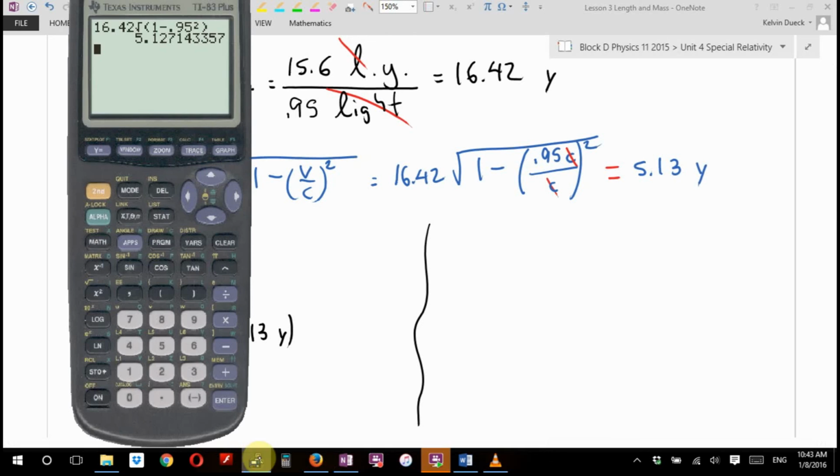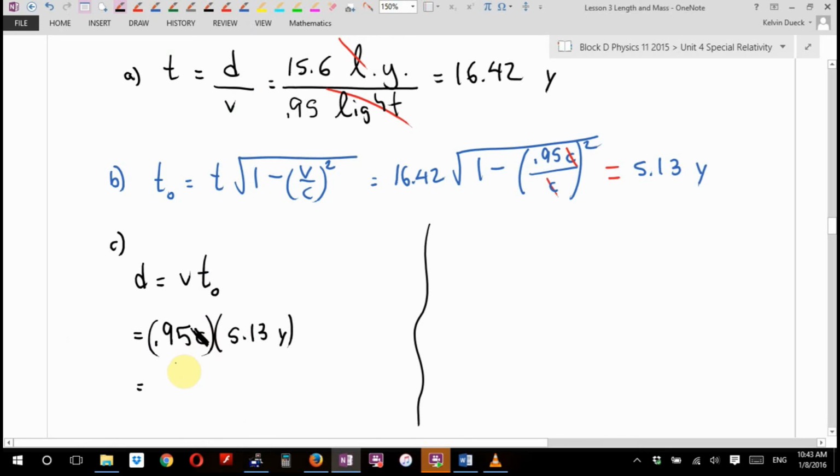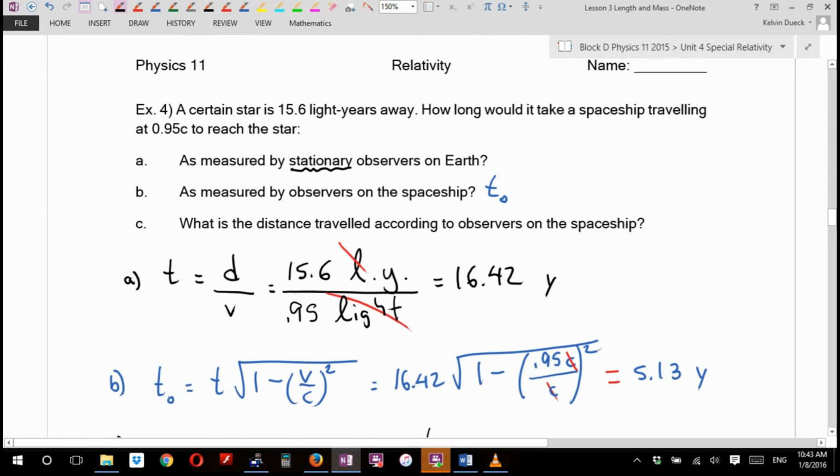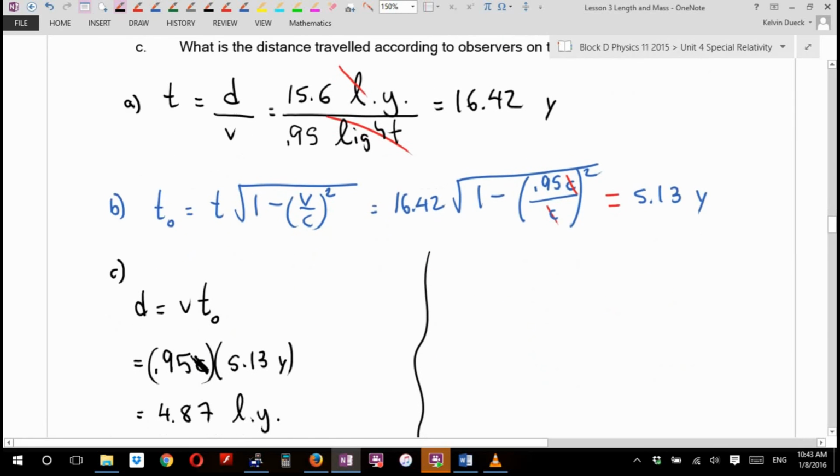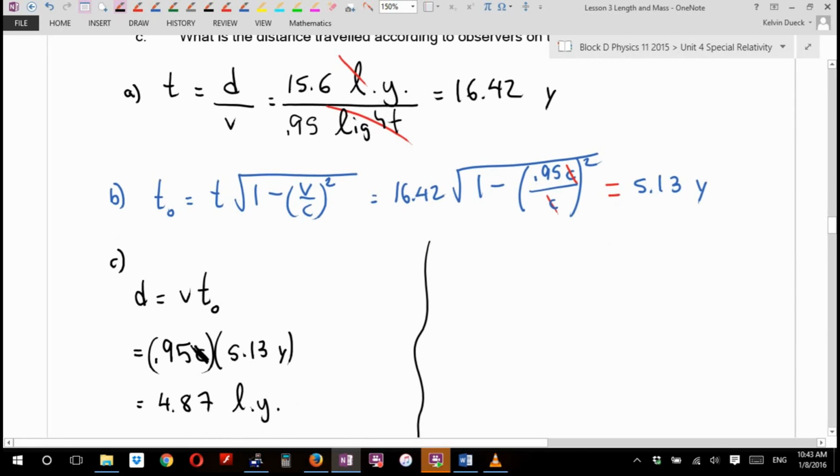And we said as far as the ship is concerned, they're going to find that it's 4.87 light years away, as opposed to 15.6 light years away. They're going to measure, for them, the distance has contracted. I'm going to say the same thing, but I'm going to phrase it differently. The length of their trip has contracted.